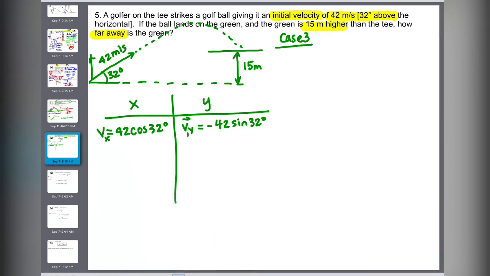That's just me liking it like this, okay? I always assume down to be positive. So anything that's going up, I stick a negative in front of it, right?